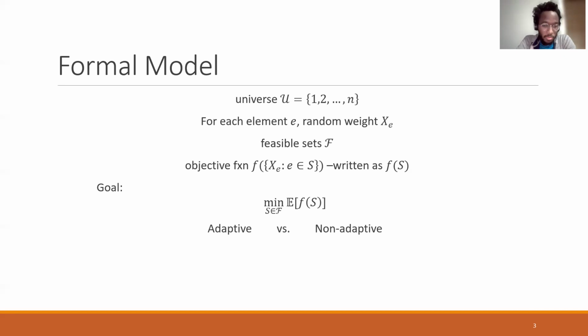An important distinction we have to make here also is the adaptive versus non-adaptive setting. In the adaptive setting, you're building your selection set one element by element. And once you select an element and add it to your set, you get to see its random weight and adapt your strategy based on what you've seen so far. Whereas in the non-adaptive setting, you don't get to see anything until the end. So you're essentially choosing all at once.